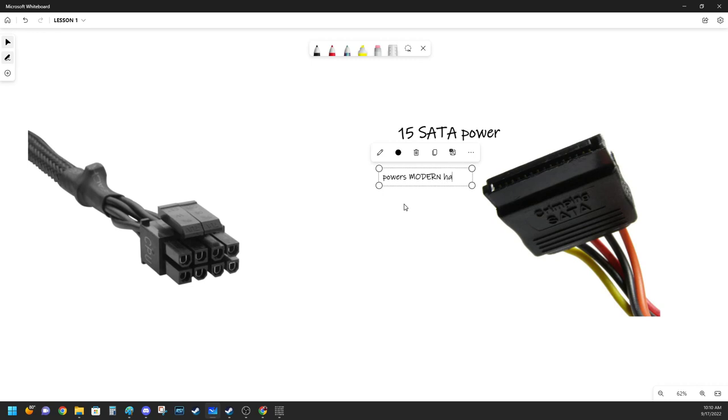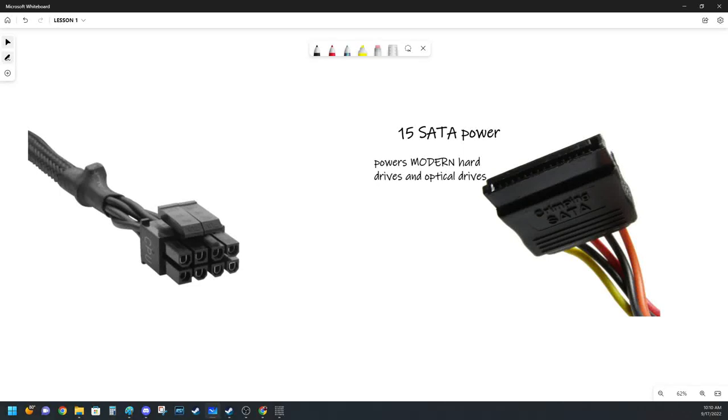I'll go ahead and write out hard drives. Hard drives and optical drives, like DVD, CD, Blu-ray. Base definition. Do they power a bunch of other stuff too? Yes, but by base definition, that is their job in life. We can go up and get the other pictures.